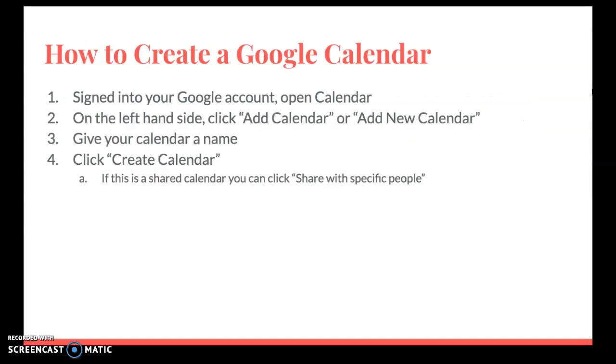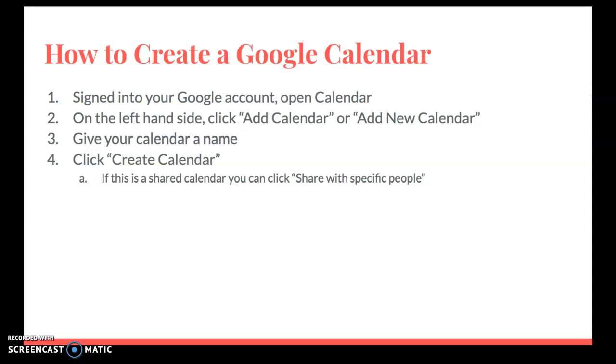Creating a Google Calendar is incredibly simple. If you're signed into your Google account, you just open the Calendar app. On the left-hand side, it says click Add Calendar. If this is your first calendar, you would just click Add Calendar. If you're adding another calendar, like a work calendar, you could put Add New Calendar.